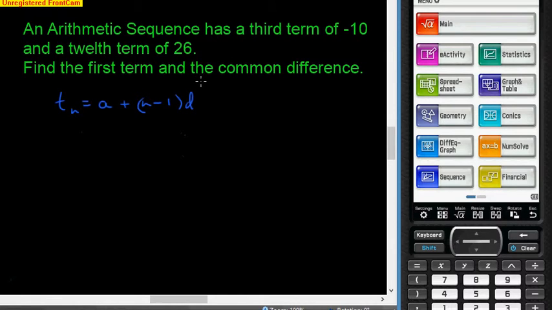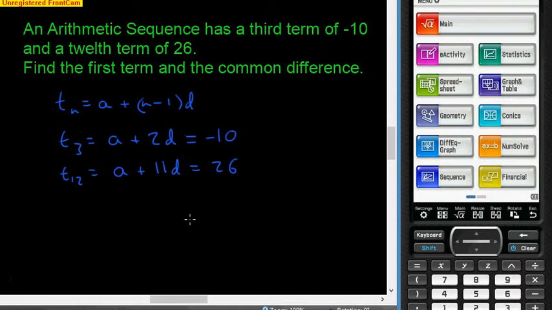Now we've been told about two terms. So we know that the third term, so that's t3, is a plus, now n minus 1, 3 minus 1 would be 2, times the d, and we know that that is negative 10. We also know the 12th term, so t12, and that is a plus n minus 1 times d. Now this time n minus 1 is 11 times d, and we know that that is equal to 26.